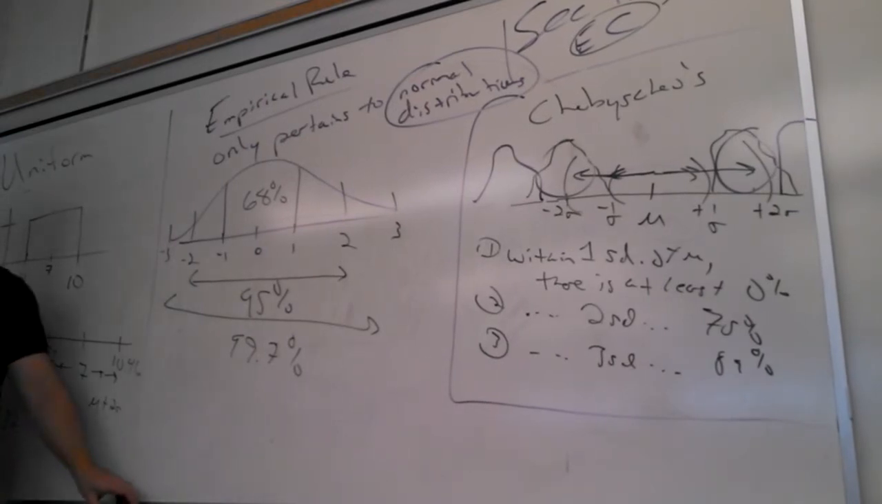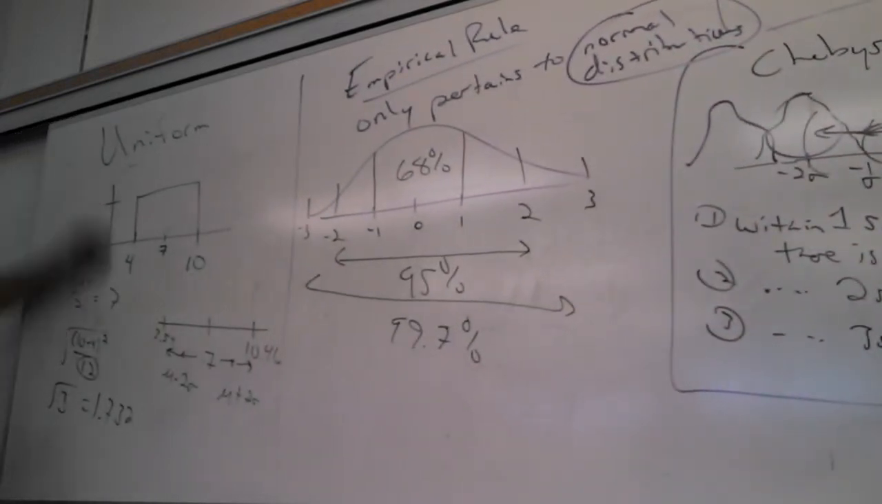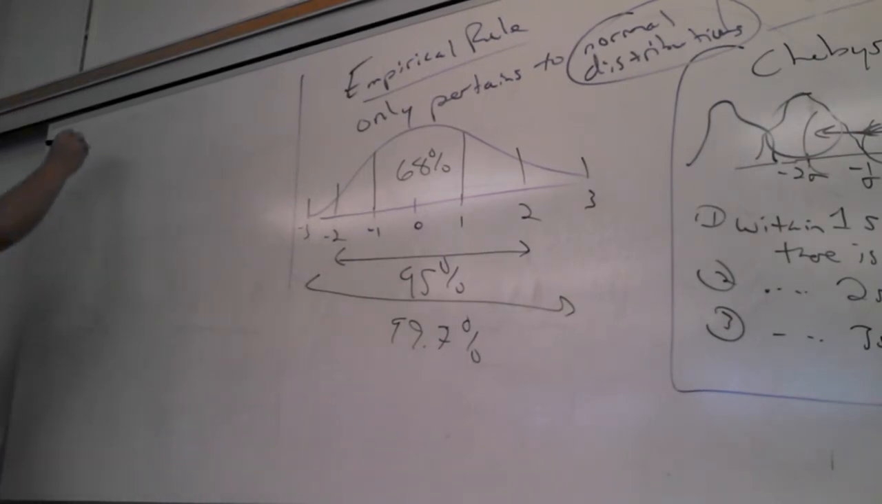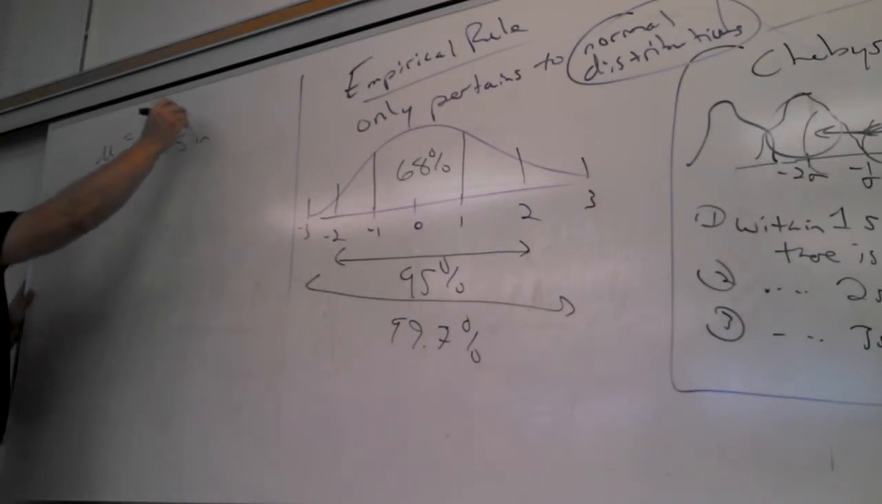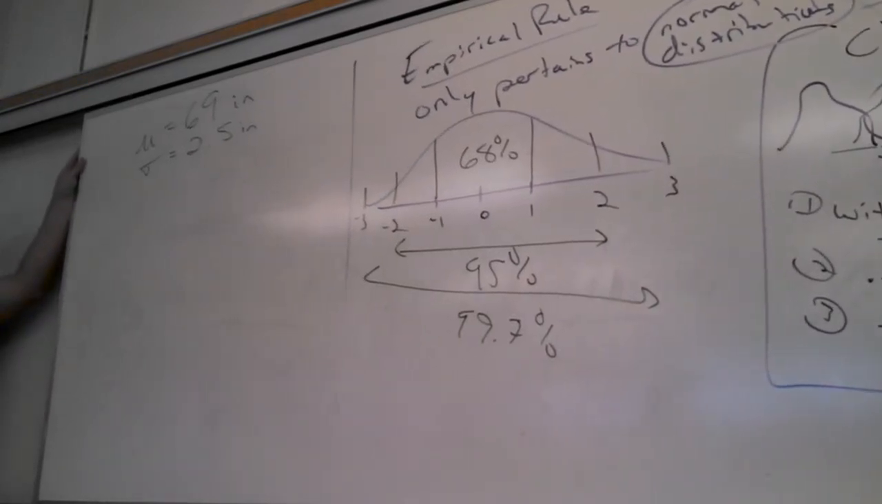So let me show you an immediate real world application and then we'll head out. The average height of men is about 69 inches. Standard deviation is about 2.5. Can't remember if it's 2.5 or 2.8. We'll make it the maximum number.